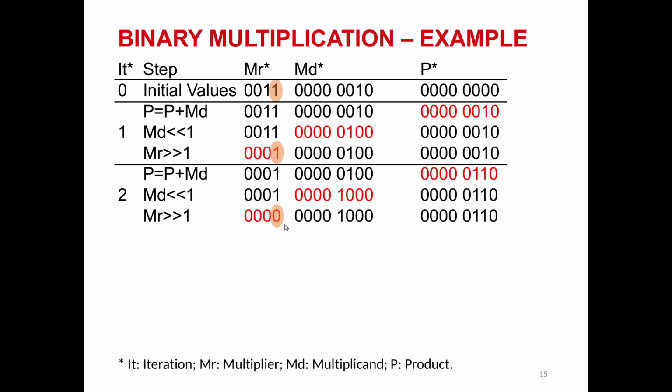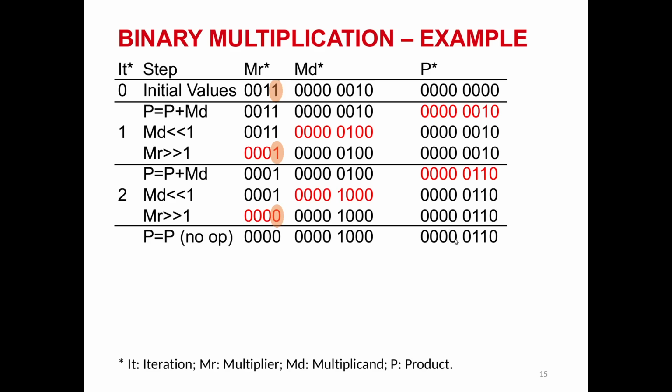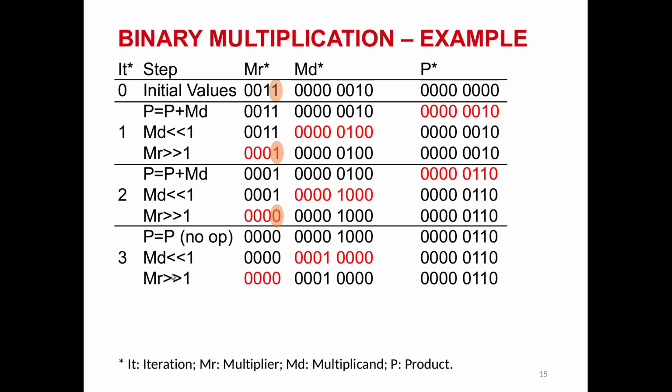And at this time we know that bit 0 of the multiplier is 0, so we will not make any change to our product, so product keeps its value, while the multiplicand we need to shift 1 bit further to the left. Multiplier shifts one more bit further to the right, and in this case one more 0 will be added here, and this 0 will be removed, so the result is still 0 for multiplier.